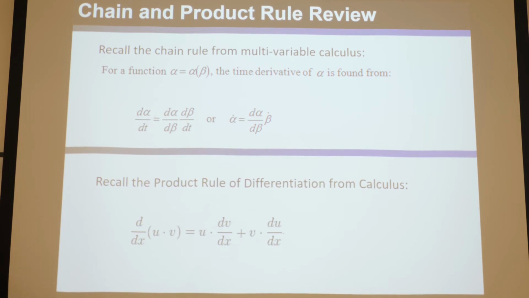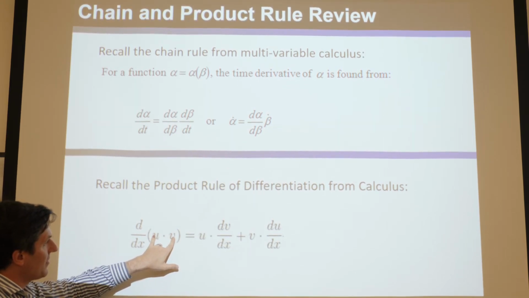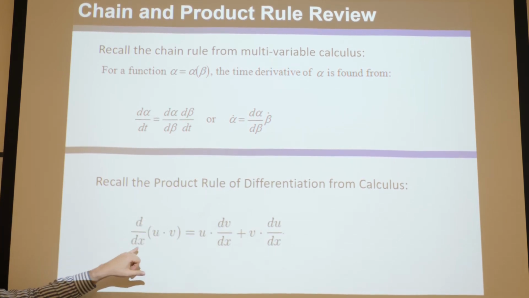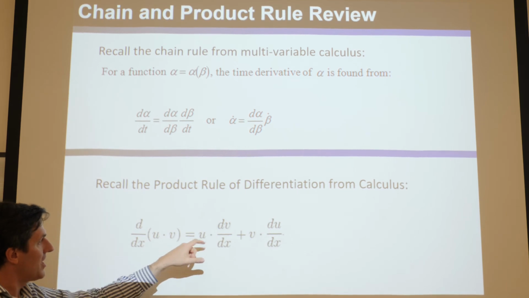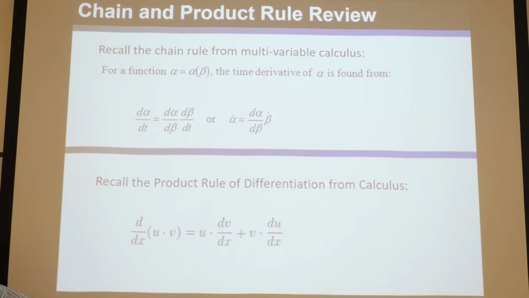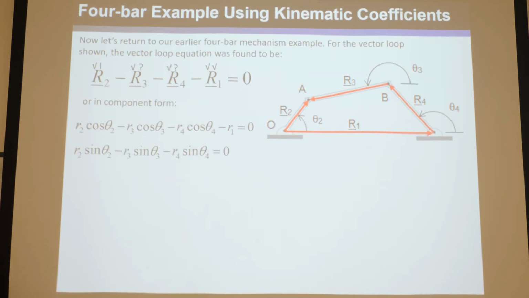And then there's the product rule. If you have two different functions multiplying each other, and you want to take the derivative of it, what you do is you take this one untouched times the derivative of this one, plus this one untouched times the derivative of this one. So just memorize that. If you want to see the derivation, it's online, and you learn this in calculus. But if you trust me and know these rules, we can move on here.